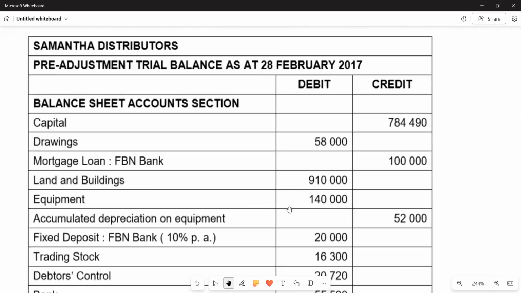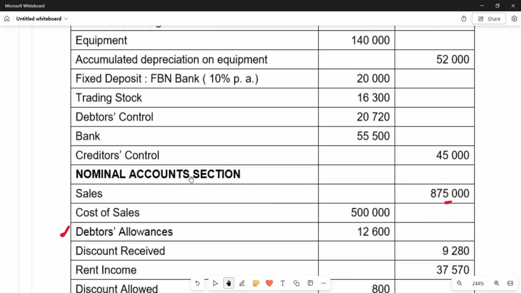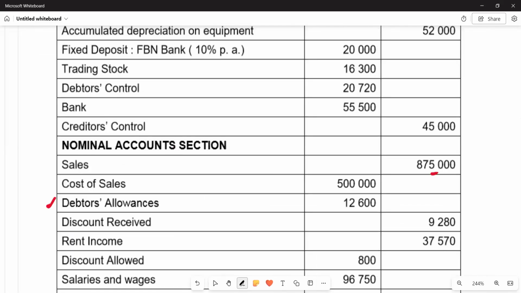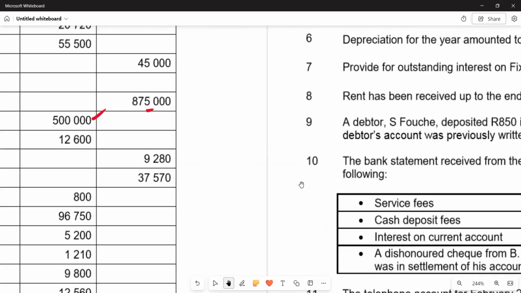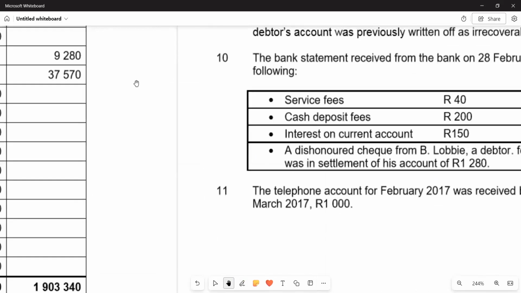We see that we are here, and we try to see the figure for cost of sales that we are given. You see that our cost of sales given here is 500,000. So we are going to subtract 1,200 for those goods that were retained, and we subtracted cost price. So we come here on the other section and adjust the side.